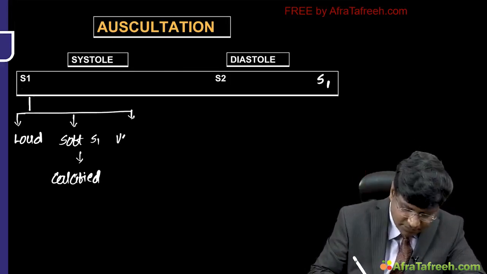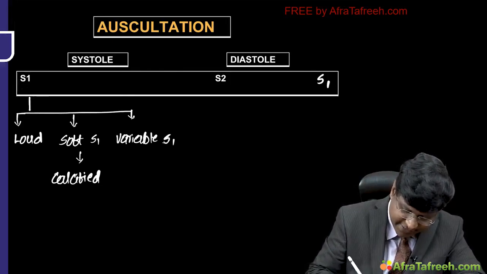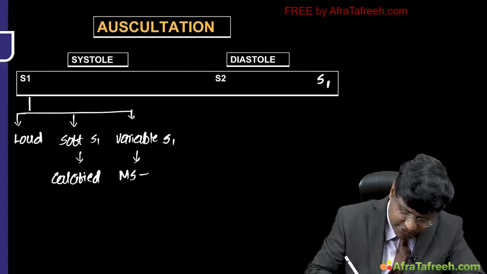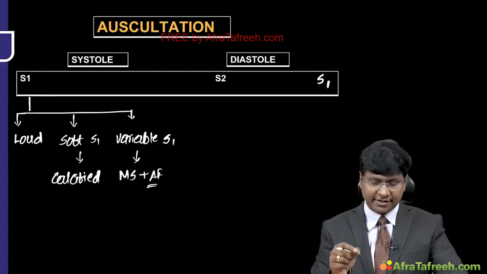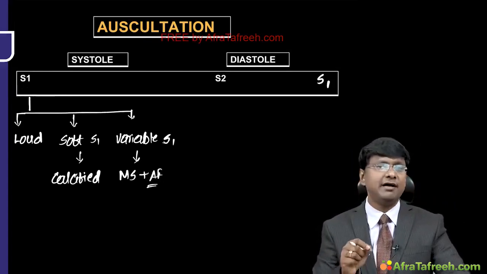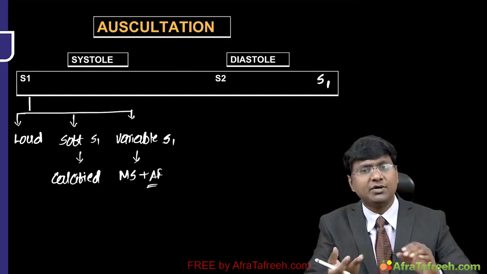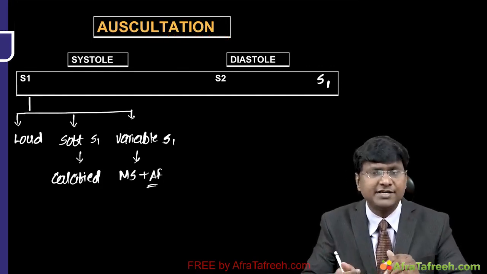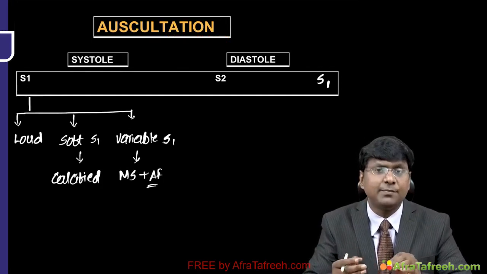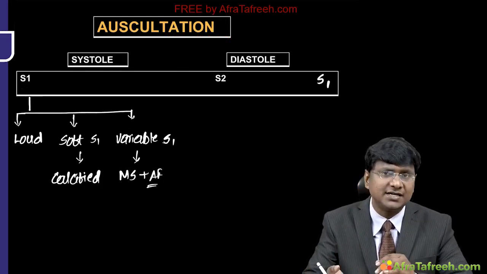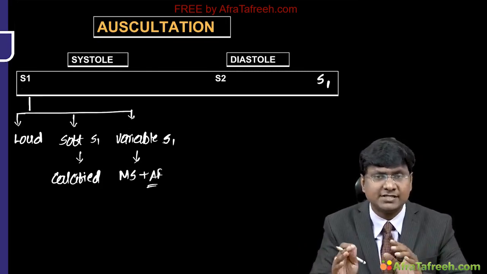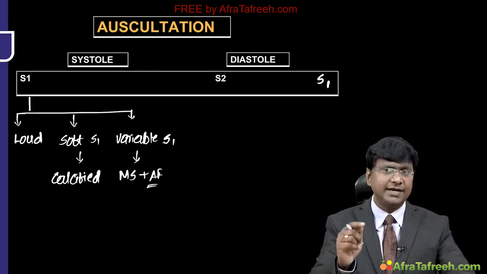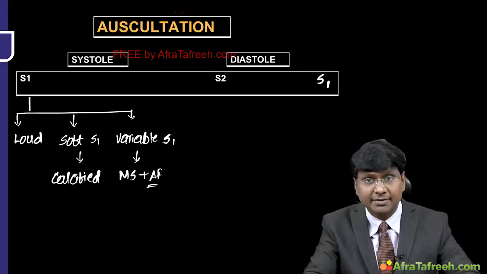Then you have what is called the variable S1. Variable S1 is present in mitral stenosis when it is associated with atrial fibrillation. What is the reason? Because when there is atrial fibrillation, the pressure rise within the atria is different depending upon the atrial rate. In certain contractions the left atrial pressure is very high, and in certain contractions the left atrial pressure is low. That is the reason why the individual will have a variable S1.